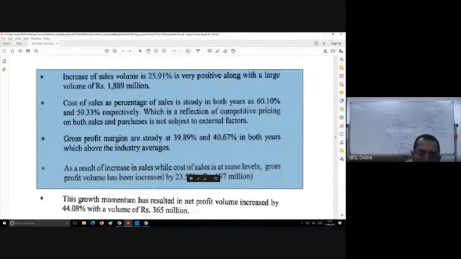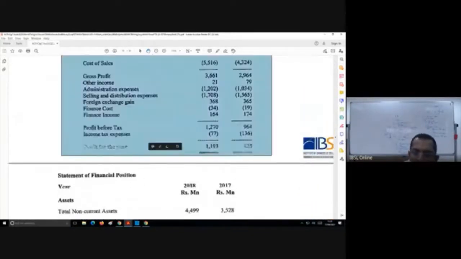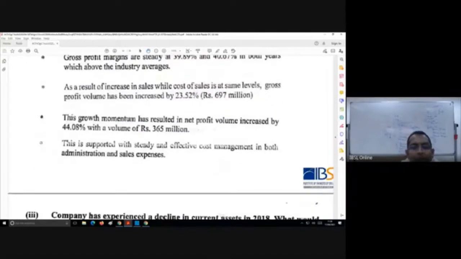Listen to this, we'll see, almost 50% growth, 800 to this. Let's see how much it is. Net profit: 1193 minus 828, divided by 828, is 44%, 300 plus million. See this one.